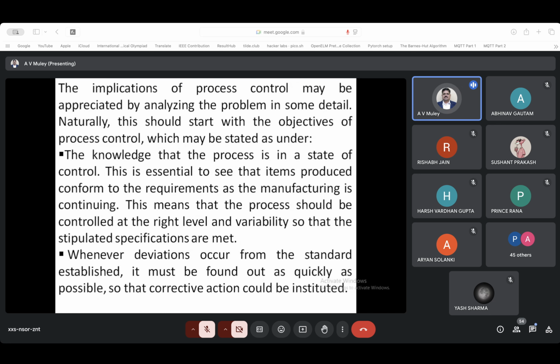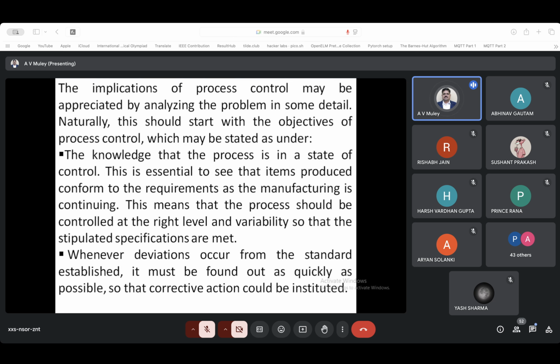The application of process control can also be appreciated by analyzing the problem in some detail. Naturally, this should start with the objective of process control, which may be stated as under. The knowledge that the process is in the state of control, this is essential to see that the items produced conform to the requirement as the manufacturing is continuing. This means that the process should be controlled at the right level and variability so that the stipulated prescriptions are met.